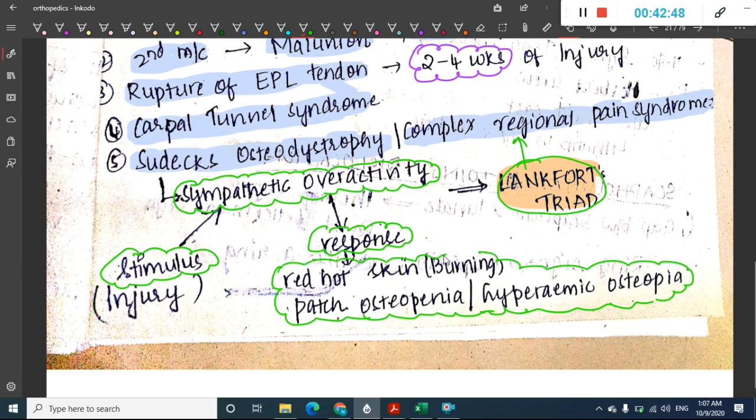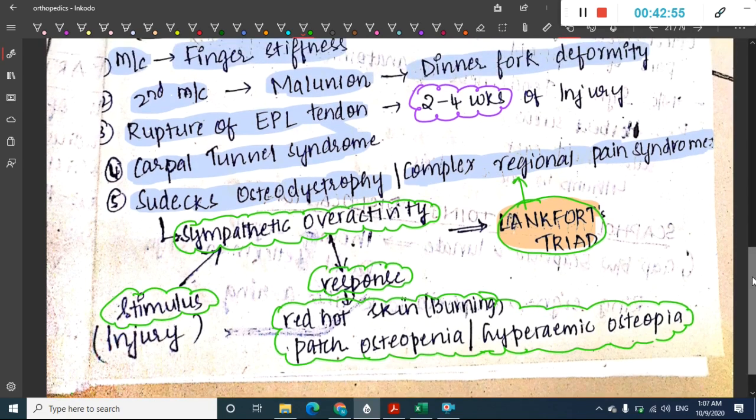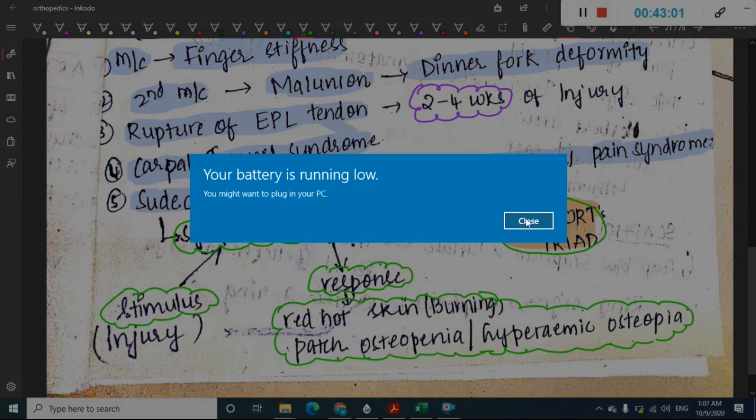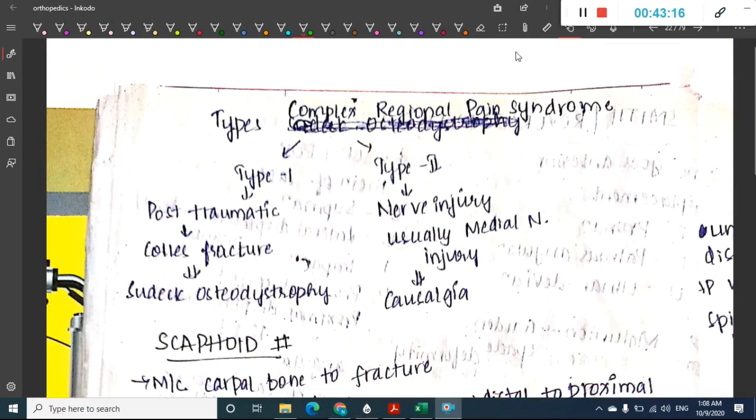Here the response is red hot burning skin, which is seen in patchy osteopenia or hyperemic osteopenia. So this is about Sudeck's osteodystrophy, which shows Lamfort triad. What does this Lamfort triad include? Sympathetic overactivity, which is due to stimulus, and the response of this sympathetic overactivity is red hot skin, patchy osteopenia and hyperemic osteopenia.